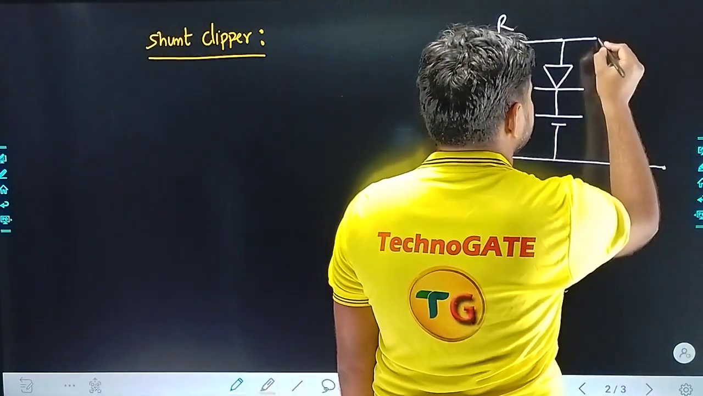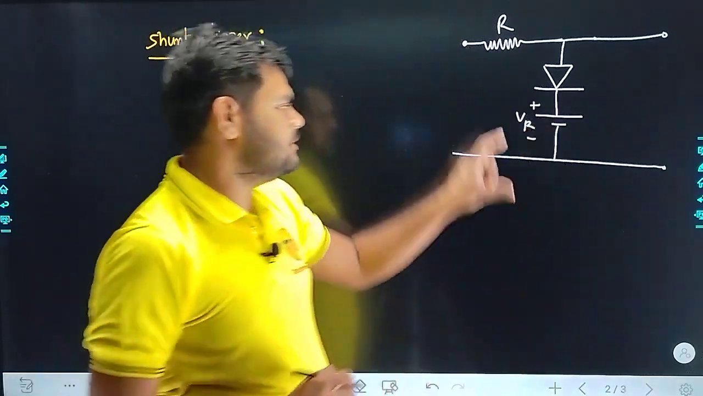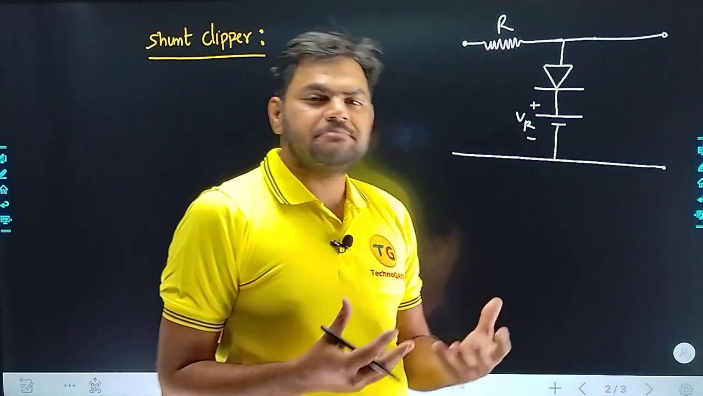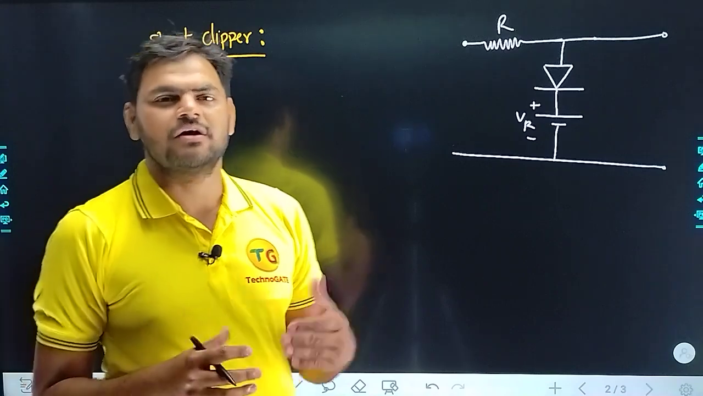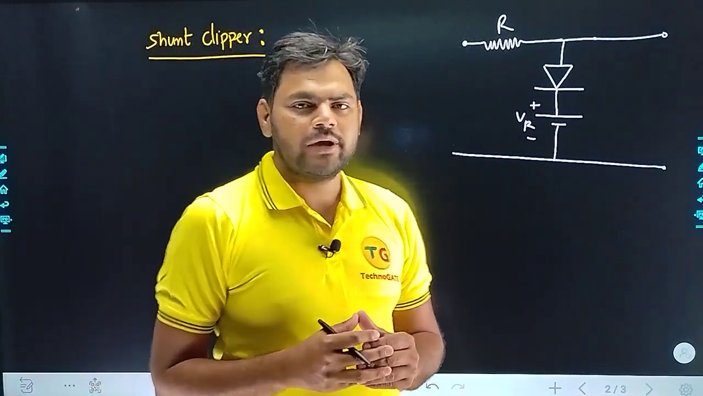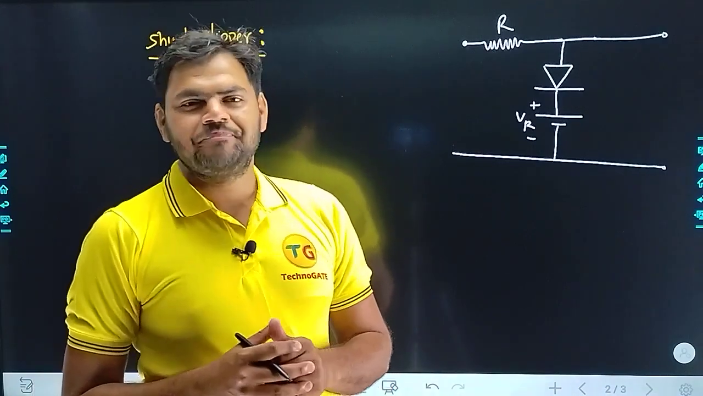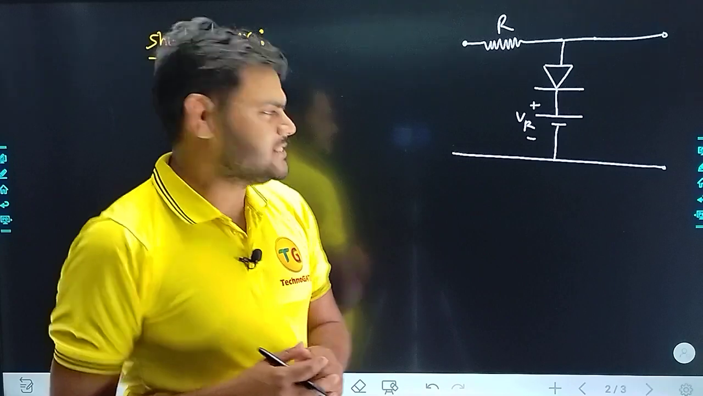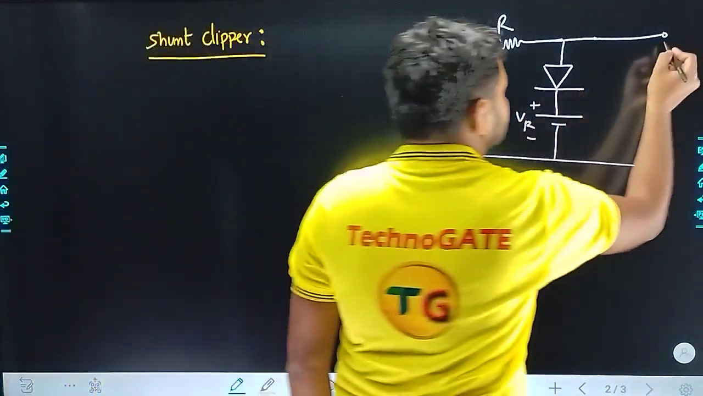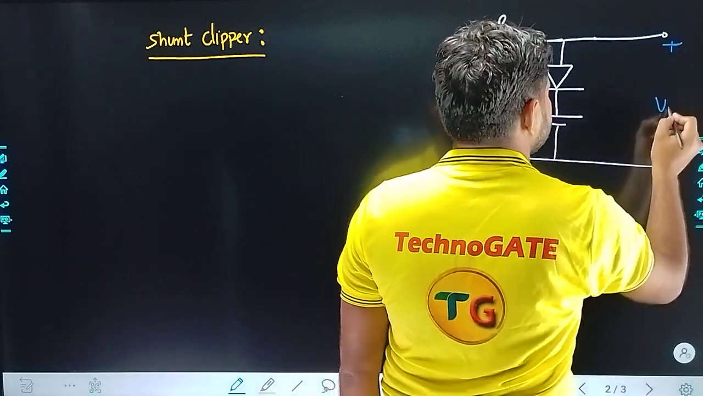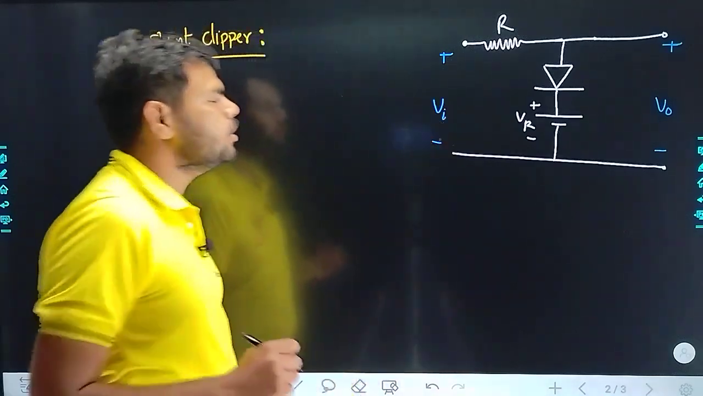Guys, please listen to me very carefully. The reference voltage, which I have denoted here by VR, is basically defining at which reference value we are going to cut or remove the undesired portion of the waveform. So the purpose of this VR is what? It defines the value at which we cut the waveform. This is the V naught, at this node we are taking it, and this is the node where I am applying the V input.